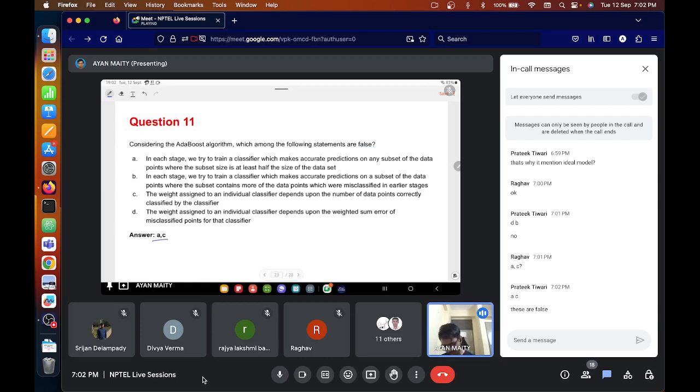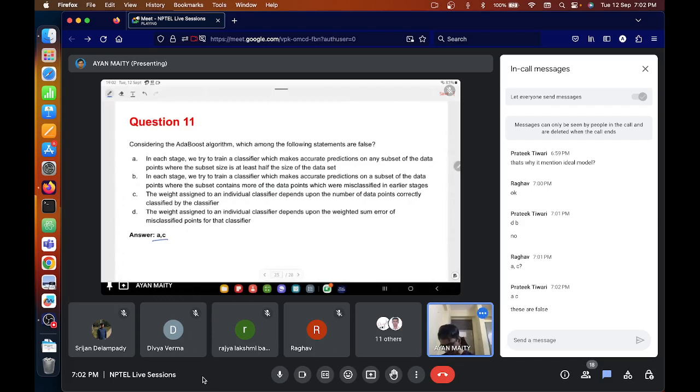So A says that the subset size is at least half the size of the dataset, which is not true. The correct thing is that the subset contains more of the data points which are misclassified in the earlier stages. So option A is not true about AdaBoost, so this is a correct option.